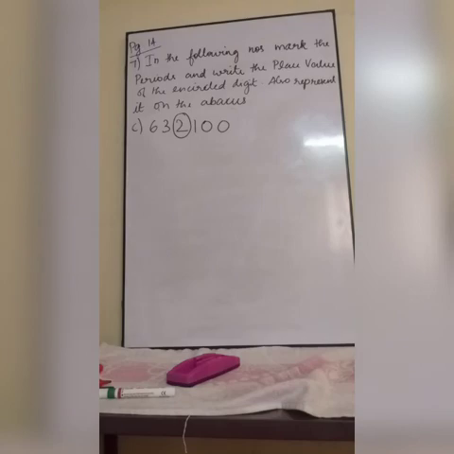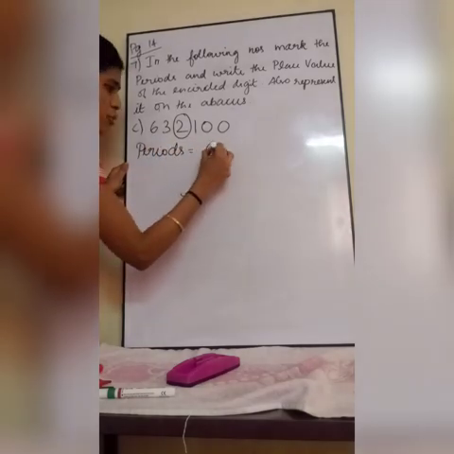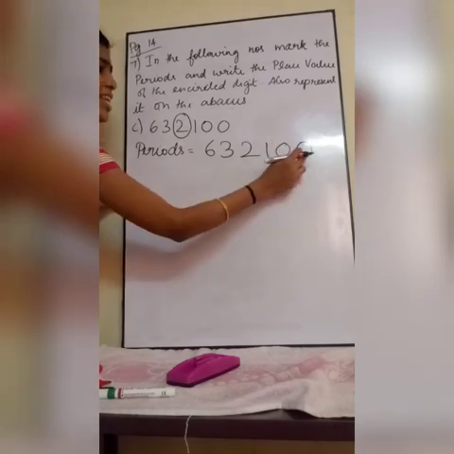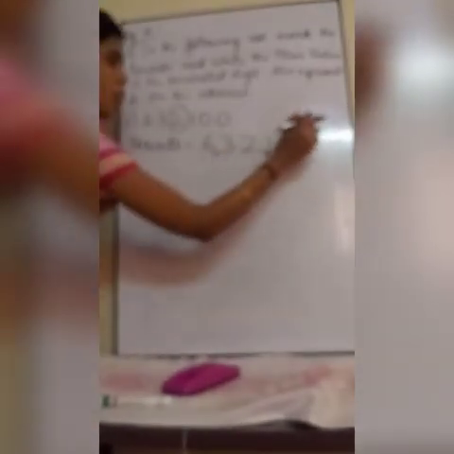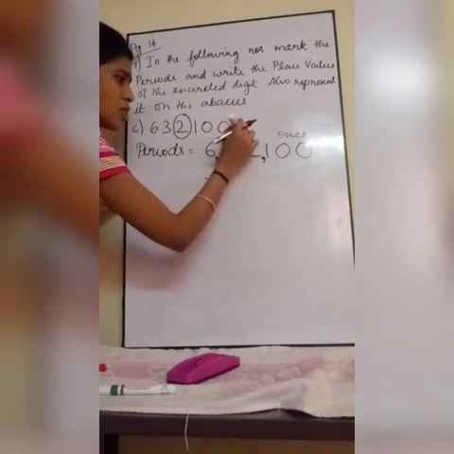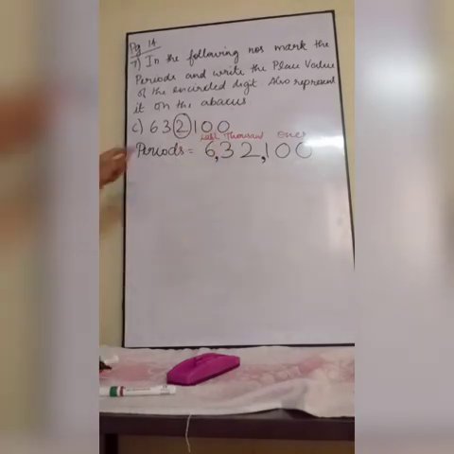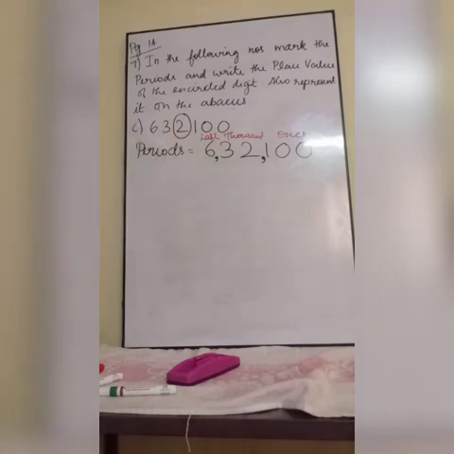Understood? Your C question. Here also, first what are you going to find? Periods. First you are going to find the periods. So first I am going to write the number 632100. Now, ones, tens, hundreds, comma, thousand, 10,000, comma, lakh. Here ones, tens, hundreds is the ones period, 1000, 10,000 is the 1000 period, lakh is the lakh period. Okay, next.